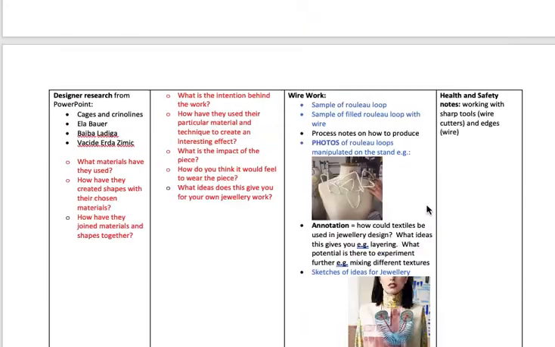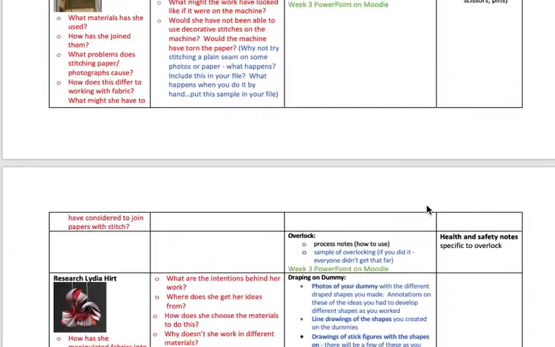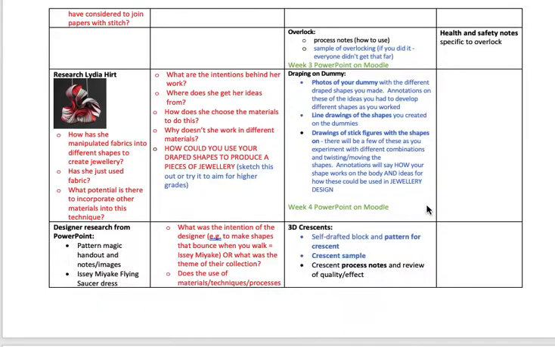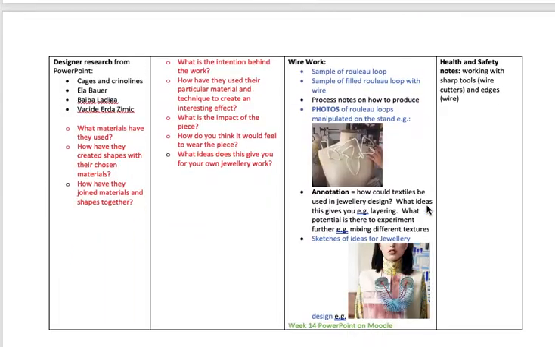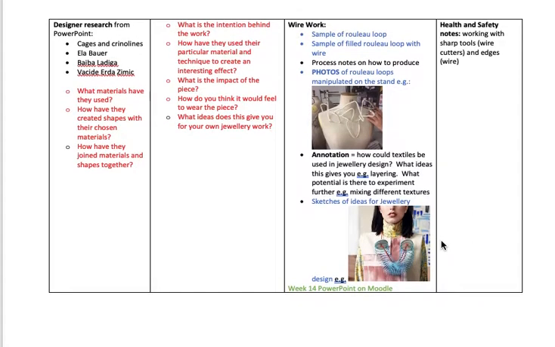I've also put in some photographs, so if we've got an artist that we've not used before, I've put a photograph in of their work, or I've put examples in of when we need to develop our work. So when we did the wire work, for example, you made the basic rouleau loop, you stuffed it with wire, and then we had to make shapes on the body. If you didn't get round to that, make your shapes and actually put them on your own body and photograph them. It's about showing that you've engaged with the work and thought about how it can work for jewellery.